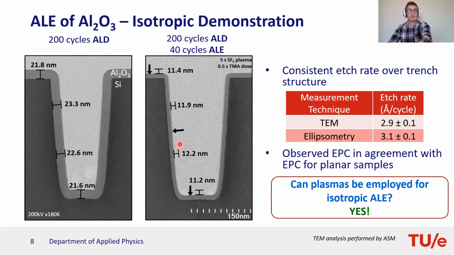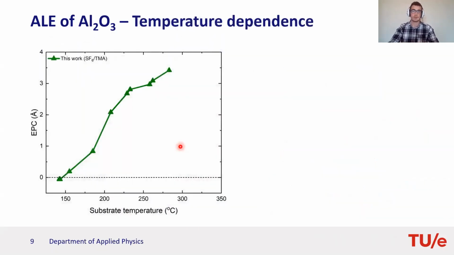To provide some comparison between our work and current thermal ALE work, we evaluated the etch per cycle as a function of substrate temperature, and we observed that for increasing substrate temperature, there was an increasing etch per cycle. We also noted that there was a transition from ALE, so a positive etch per cycle, to ALD occurring at low temperatures. So this negative etch per cycle here denotes growth. This transition occurs at about 150 degrees C substrate temperature.